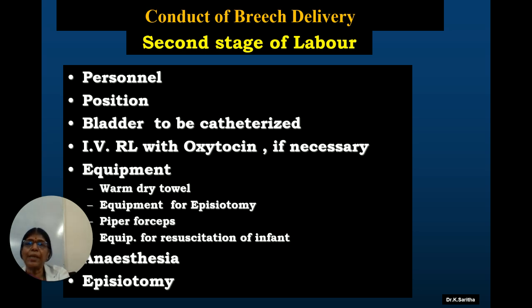Then for the second stage of labor, consider the personnel who are required, the position of the woman, bladder to be catheterized, and IV Ringer lactate with oxytocin to be started. Equipment: definitely you need a dry warm towel, and then equipment for episiotomy, Piper forceps, and equipment for resuscitation of the infant. Then anesthesia, where you can give a local block, and an episiotomy is mandatory for all abnormal deliveries.